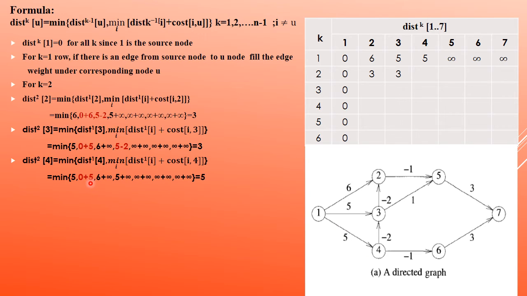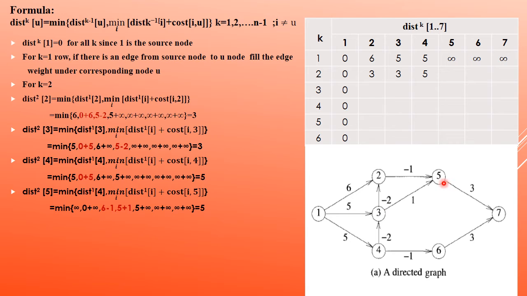So 1 is giving you a distance, so that is 5. Next, remaining all are infinity. So the minimum among this is 5. Similarly you find, and I have entered distance 2 of 4. Similarly you find distance 2 of 5. So distance 2 of 5, previous distance is infinity.